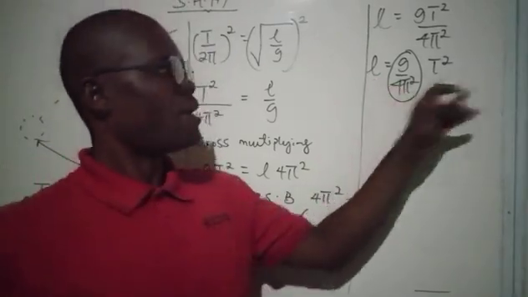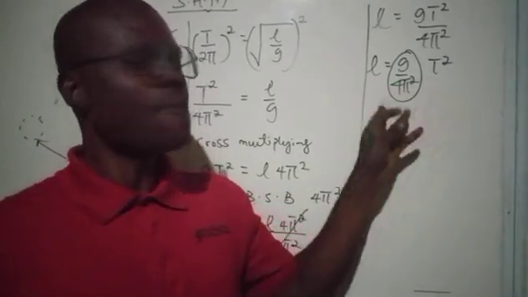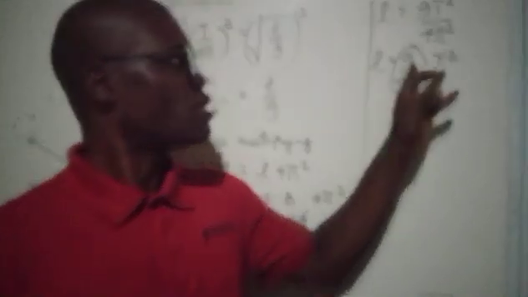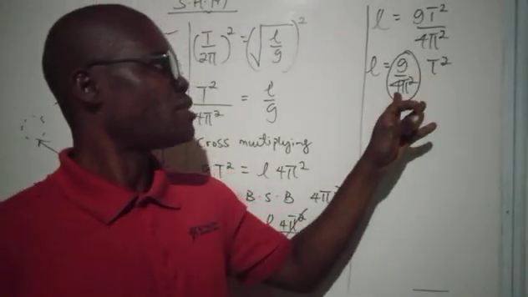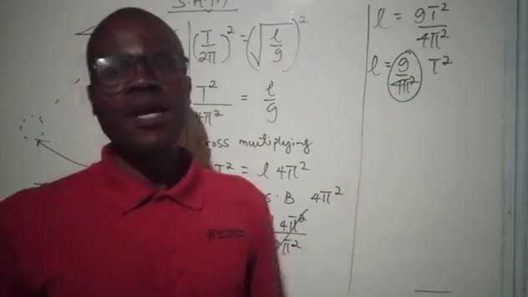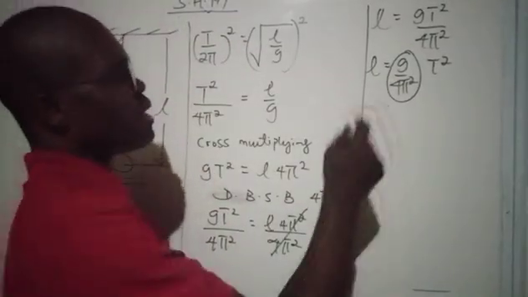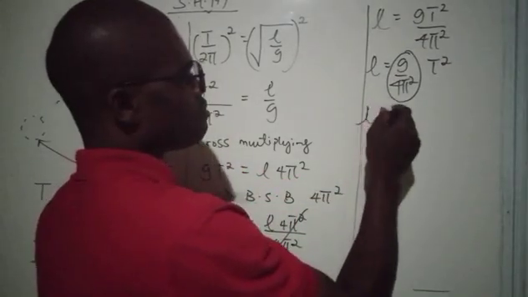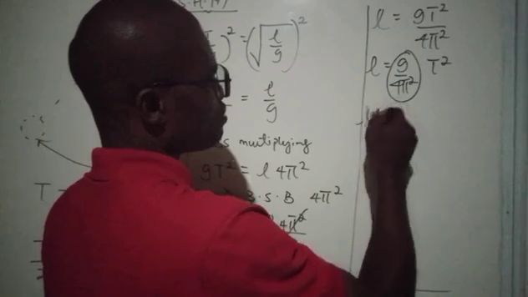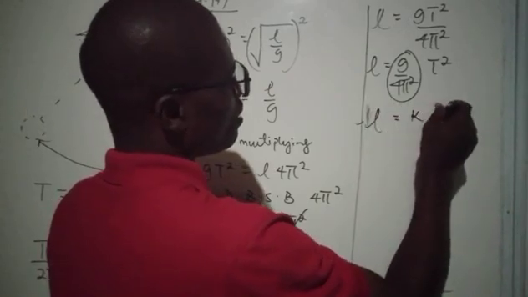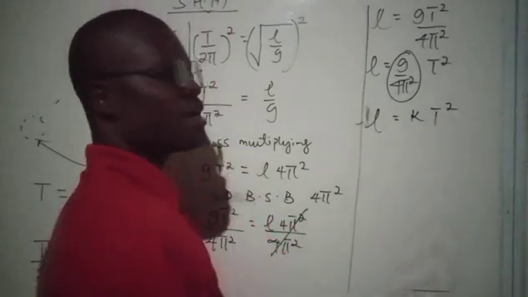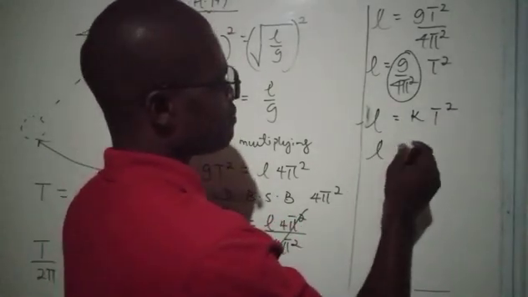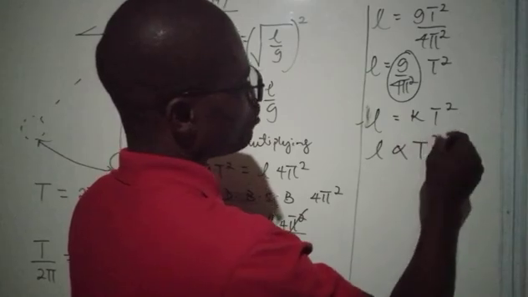Because they have numerical values, in dimensional analysis, this is a number, this one is also a number, pi squared, that is 22/7 squared if we are to have it numerically. So by doing that, we can see that they will be dimensionless, such that L will now give us k T squared. So this is a direct variation where L is now directly proportional to T squared.